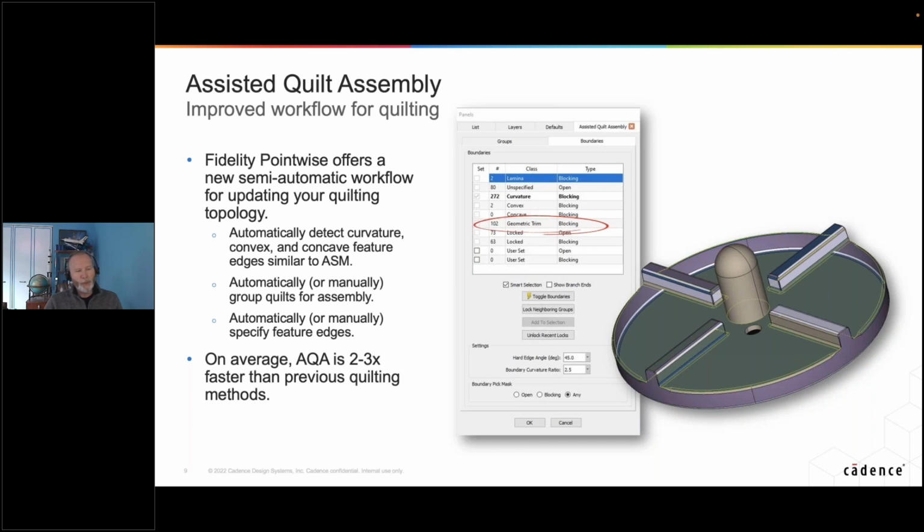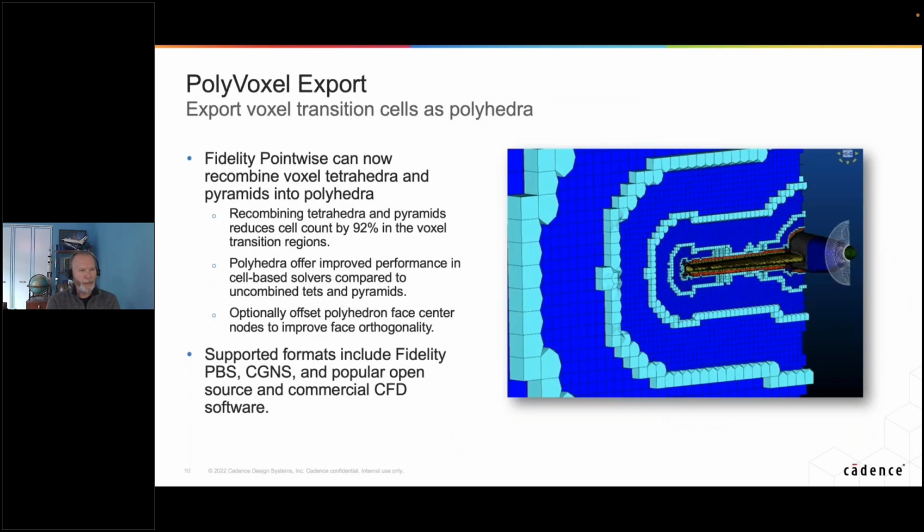And when you exit from the command, it will go ahead and automatically assemble all of those groups for you into single quilts, which will become useful in automatic surface mesh to become essentially surface grids in the meshing process. The tool also gives you the ability to provide names for those groups, and those names are applied to the new quilts that are generated when you exit the command.